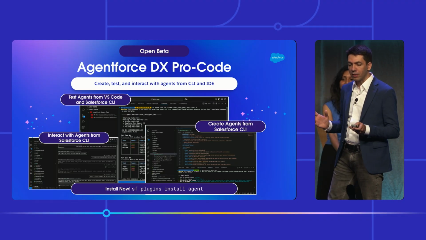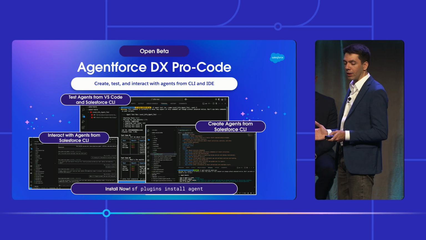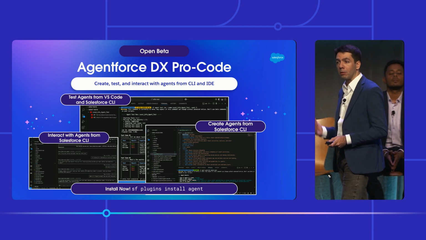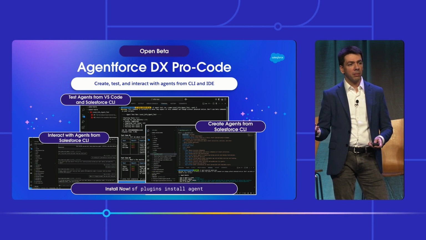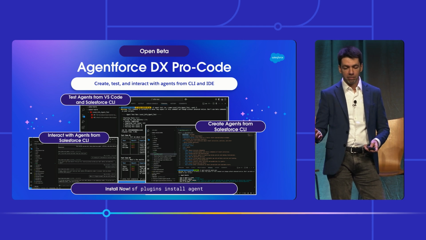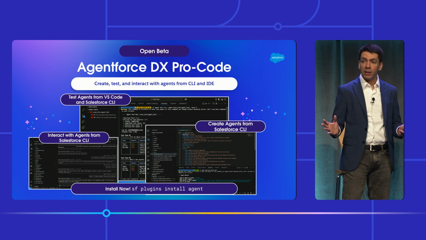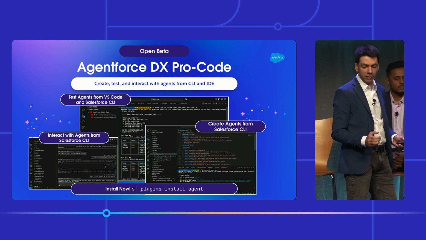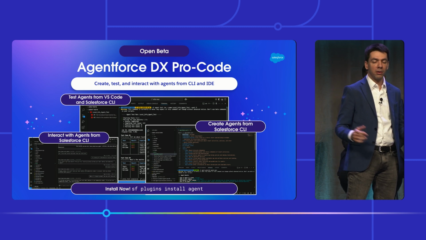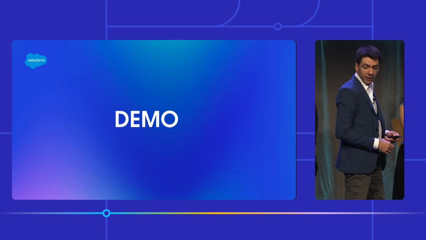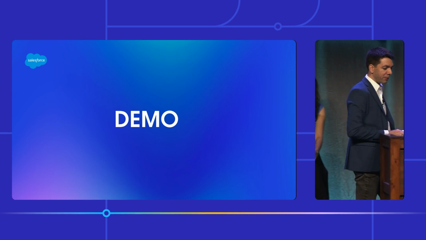In addition, yesterday, if you paid attention to the keynote, we talked about our new Agentforce DX Pro Code experience that allows you to actually create agents, test agents, and interact with them through the CLI and through the IDE. It's in beta state. You can actually install it today. Just run that command right there at the bottom, and you're going to get access to your agents all through the CLI. So with that in mind, let me show you some stuff.